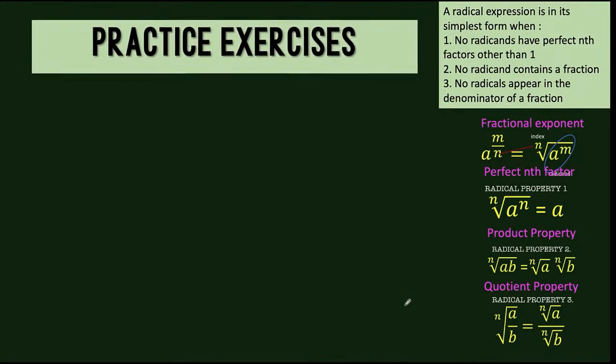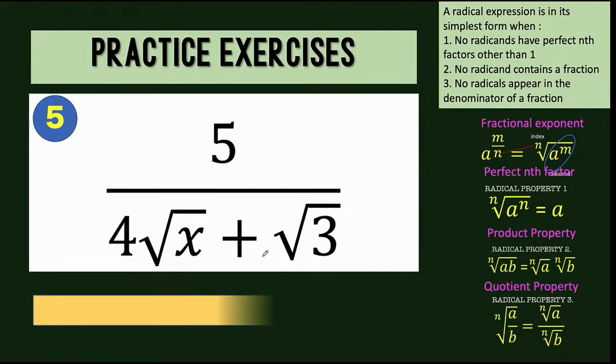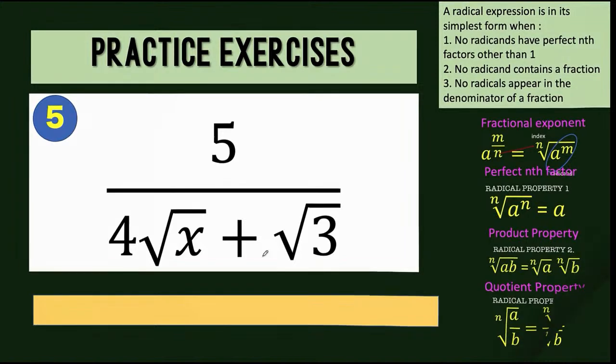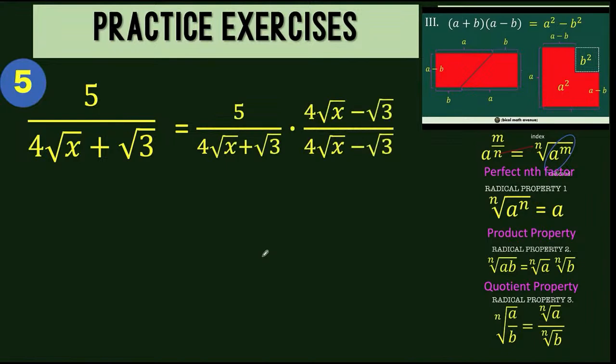And one more example containing conjugate. Simplify 5 over 4 square root of x plus square root of 3. Simplify this by multiplying the denominator by its conjugate. And so, this is now what we got. The conjugate of the denominator is 4 square root of x minus square root of 3. They are identical except that you have here plus and you have here minus. And the numerator must be the same so that we are just multiplying by 1.